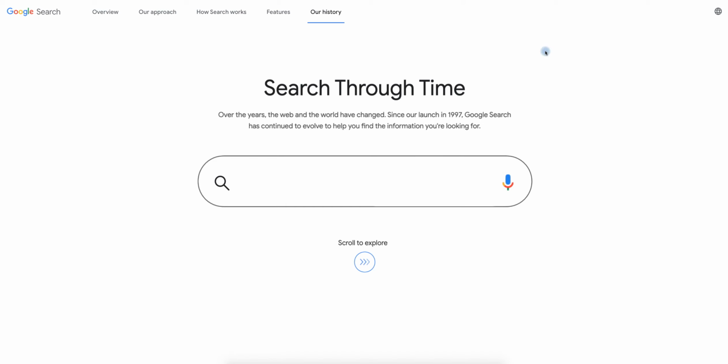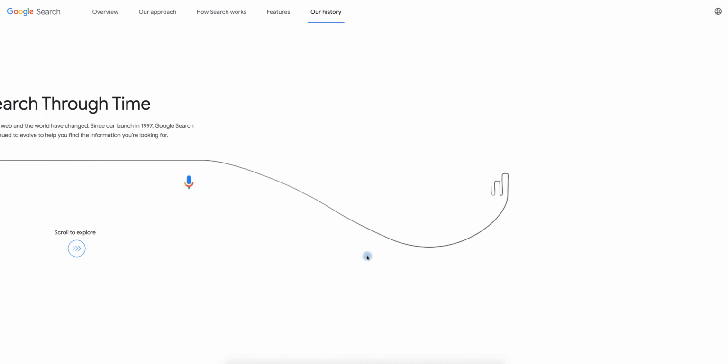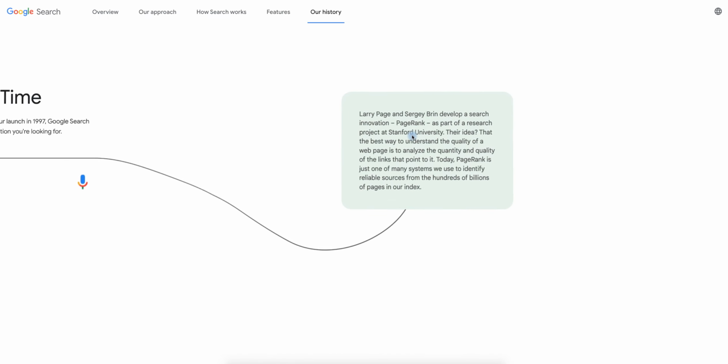So if you look at Google, sometimes we take these things for granted, thinking that they just happened overnight, but they didn't. Look at this beautiful illustration. Google launched in 1997, which means they were probably working maybe a year, two, maybe even three before that. So here it is. Larry Page and Sergey Brin, I've talked about Larry Page in a couple of my videos, created this search engine, essentially.